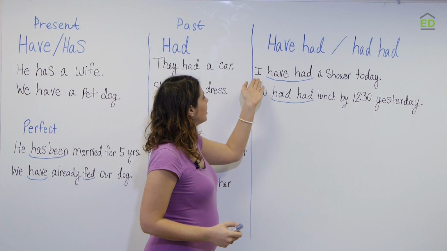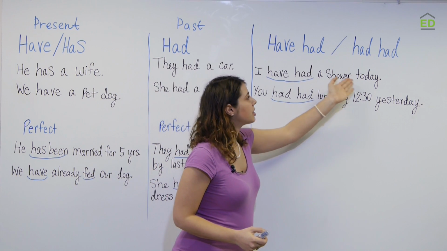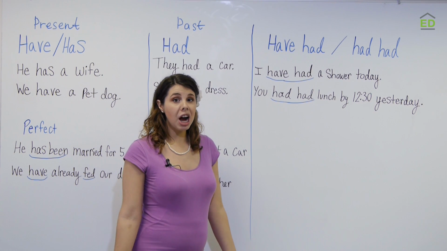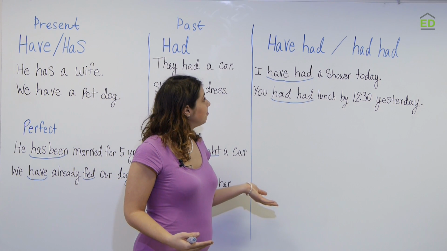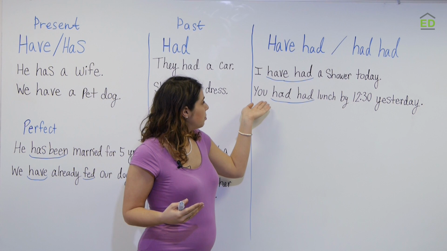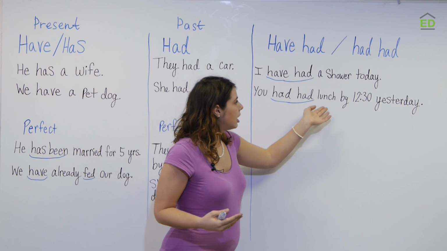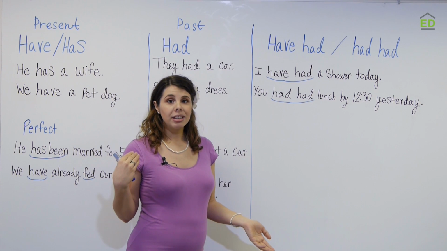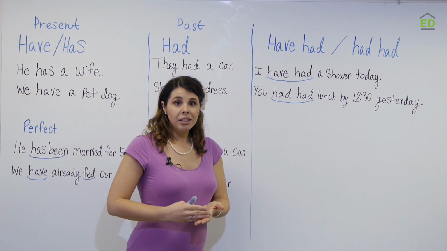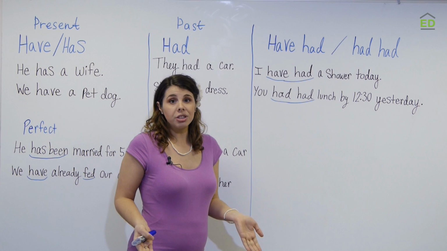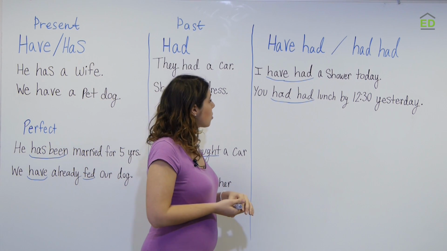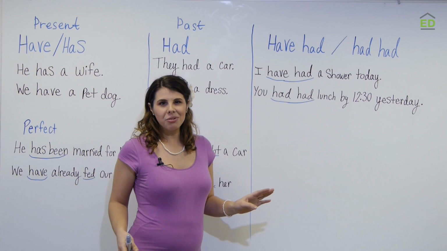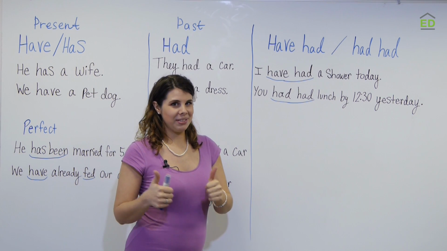Now let's read it. I have had a shower today. It means that I had a shower today. I took a shower today. Then we have you had had lunch by 12:30 yesterday. It means yesterday, at the time 12:30, you had already eaten lunch. So that is the meaning of all of this. Don't worry, don't get too confused. I know that you can do it.